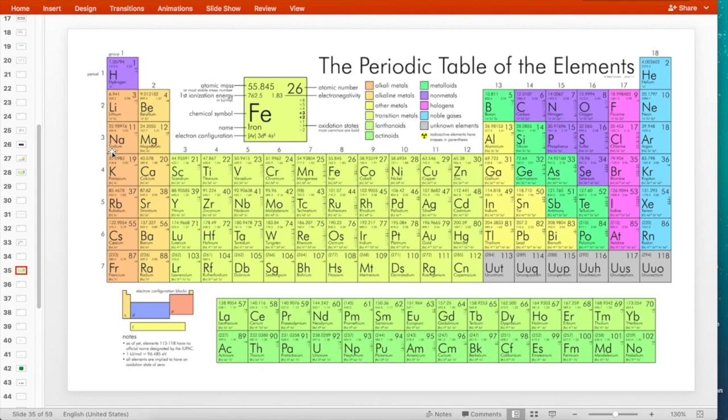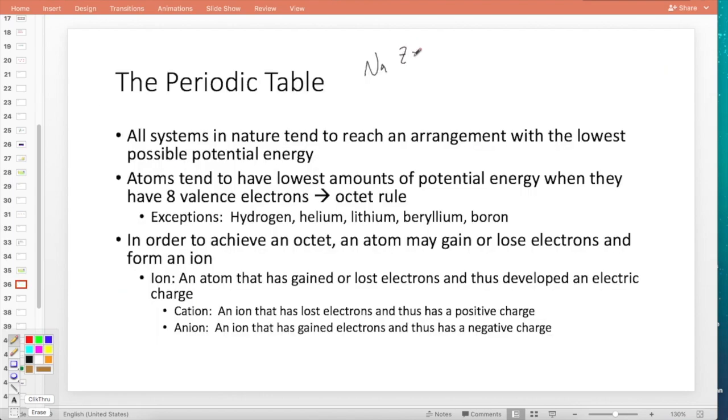Let's think about sodium right here in group 1, period 3. Its atomic number is 11. 8 electrons in the second energy level, and only one valence electron in the third energy level, just like I thought, because it's in group 1, period 3. One valence electron in the third energy level. What is a valence electron again? The electrons in the outermost energy level.